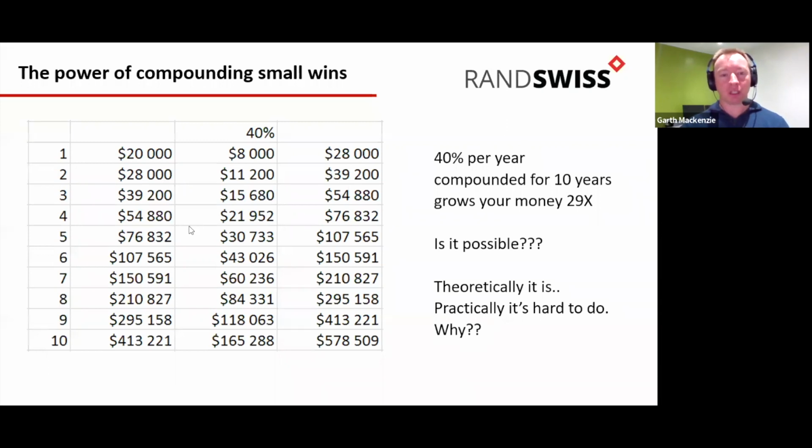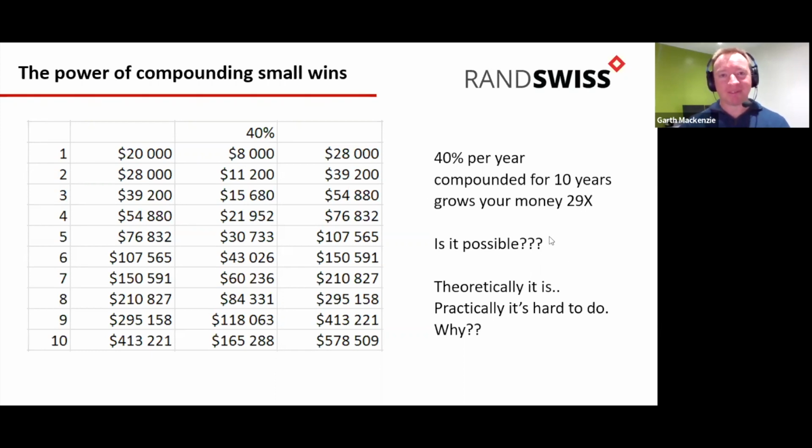And so it goes, and so it goes, making 40% extra each year, year in and year out. Look what happens after 10 years, $578,000 off a starting capital of $20,000. Okay, so compounding that for 10 years, your money grows 29 times.